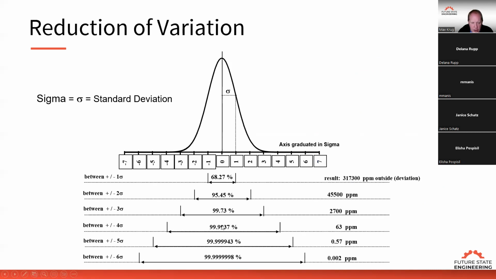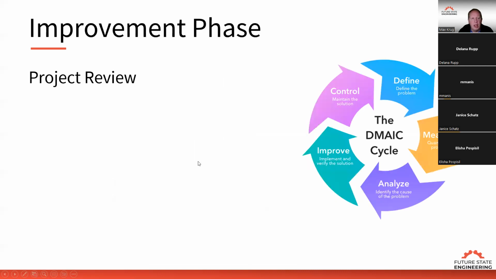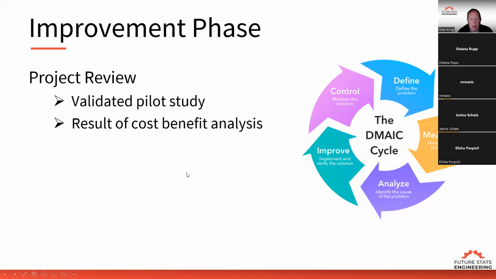So we're going to move down this Six Sigma progression, right? We might be at 2 Sigma, we can move to 3 Sigma, then 4 Sigma. Very rarely am I going to see people go from 2 Sigma to 6 Sigma. You're probably going to go from 2 maybe to 4 if you do it really well. Then, if it's still a problem, we need to go to the next level. So in our improvement phase, we're doing the project review, validating the pilot study, doing our cost benefit analysis, and putting the plan for our control phase in place.